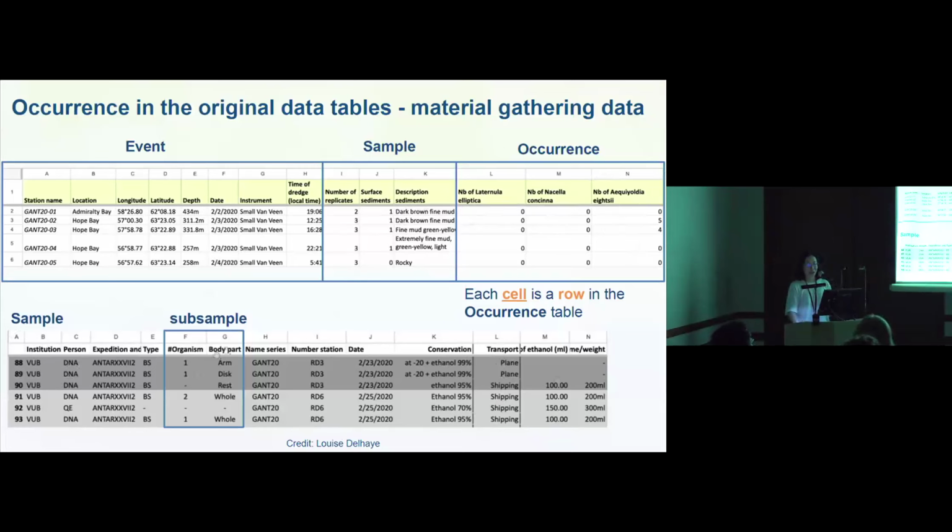And sometimes we also get subsampling. For example, among a number of brittle stars, they take one organism. And then from there, they also dissect the organism into different parts of the body for different examination.